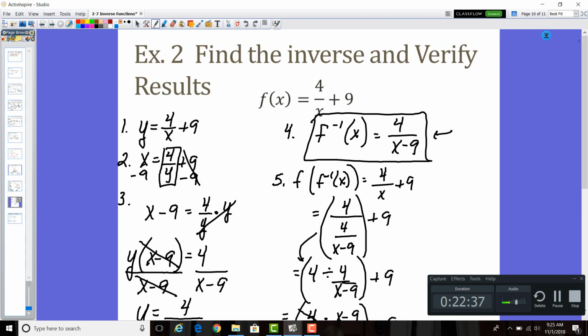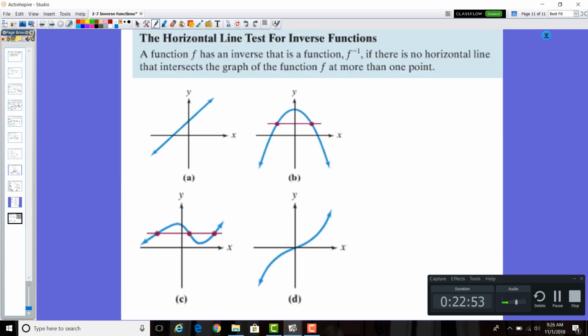There's plenty of other examples that we can go through, but a majority of them are similar to these. Make sure you follow the process. The nice thing about this video is you can stop it and replay it as many times as you want. Okay, last thing in this chapter is what we call the horizontal line test.